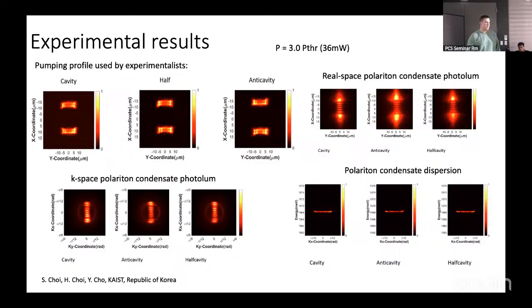But look, even the pumping profiles are symmetric. Yeah, the pumping profiles are also symmetric. It's also optical imperfection, but it is connected to the properties of the spatial light modulators that experimentalists use. But they did what they can do.